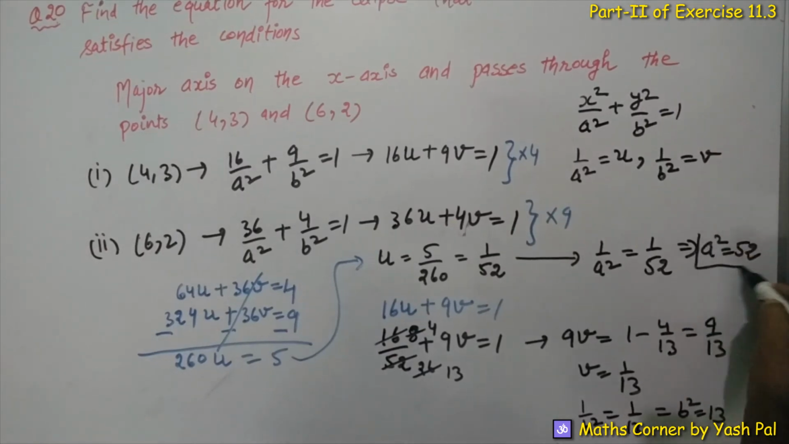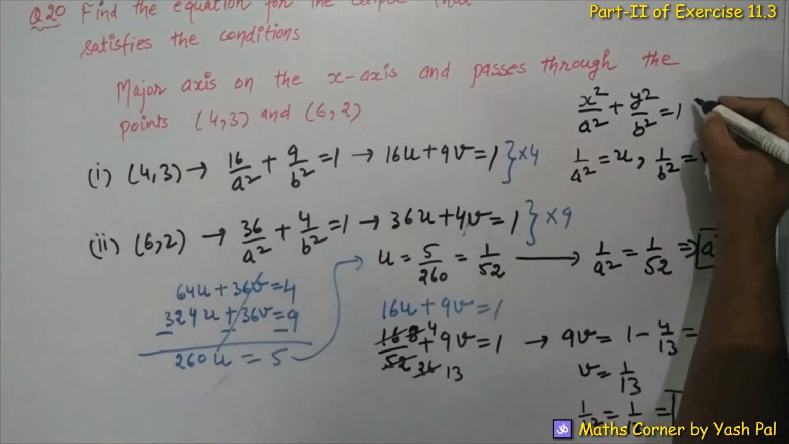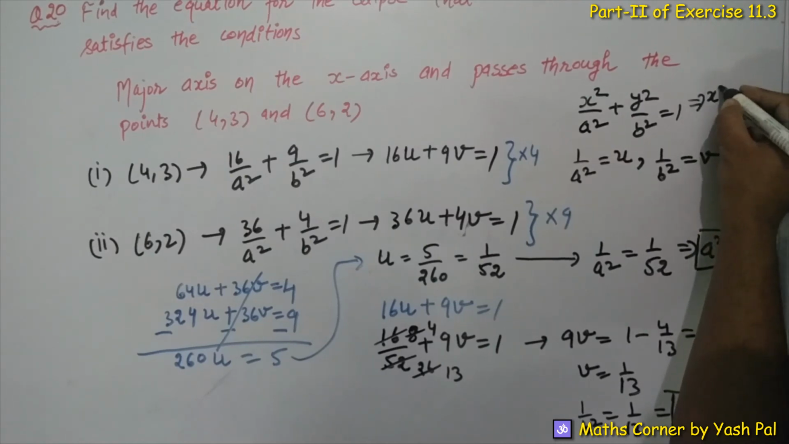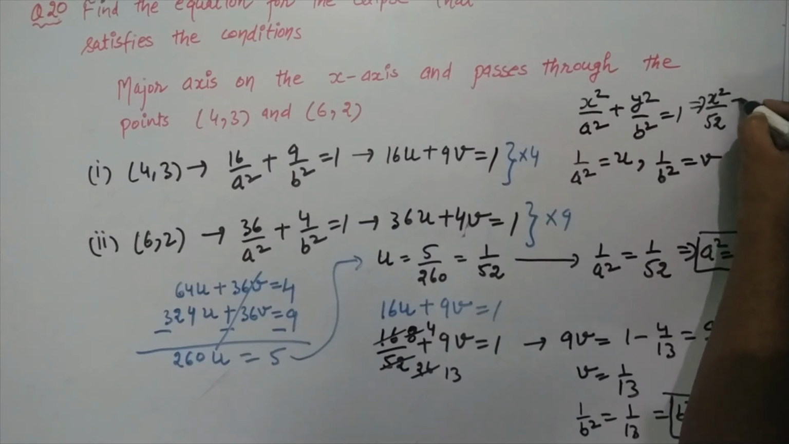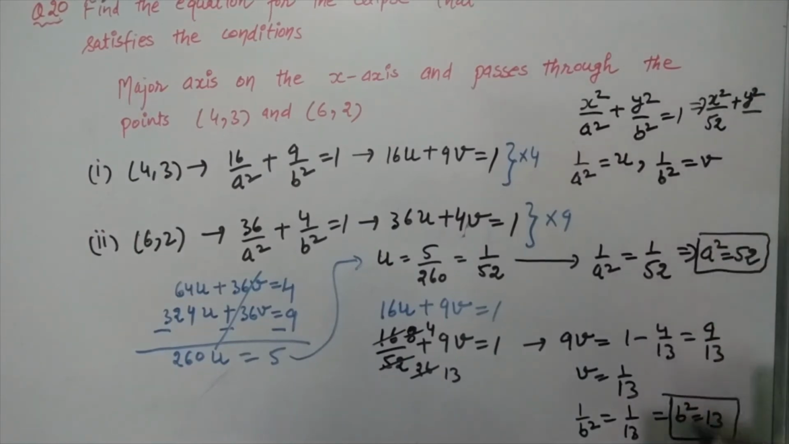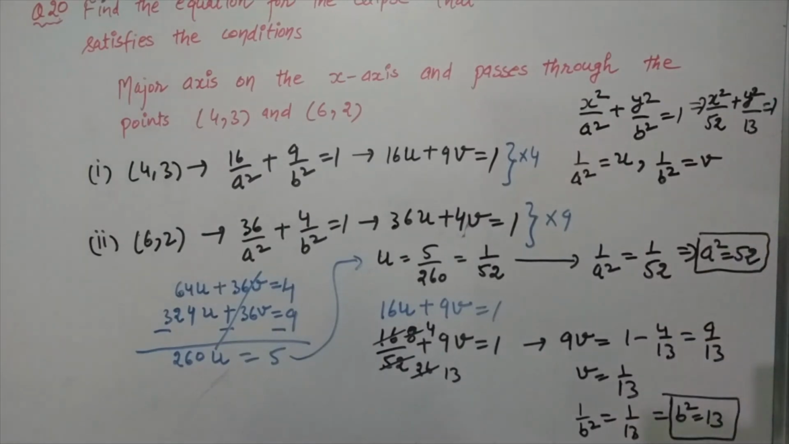So we have a square equal to 52, b square is equal to 13. So the required equation becomes x square upon a square, 52, plus y square upon b square, 13, is equal to 1. This is the required equation.